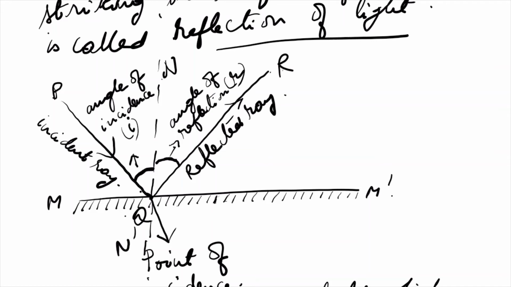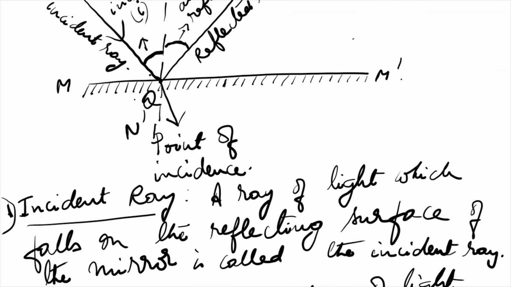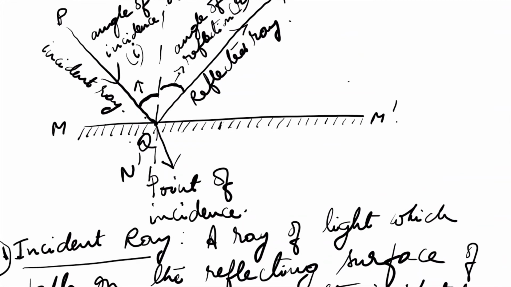So they always lie in the same plane. It is not three-dimensional. It is two-dimensional, right? That is the meaning. And the first law says angle of incidence i is equal to angle of reflection r. Suppose if i is 30 degrees, then r also will be 30 degrees. Clear? Is it very clear?